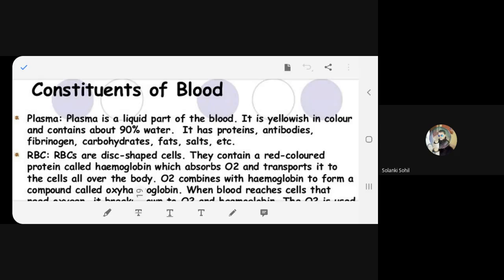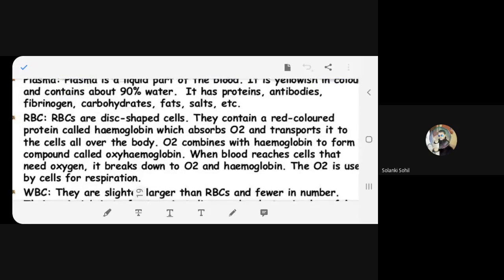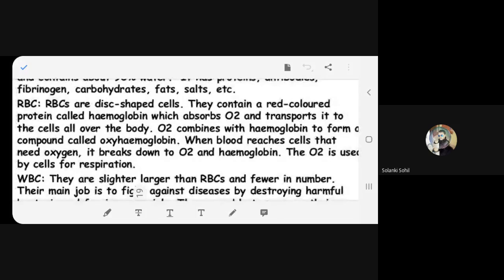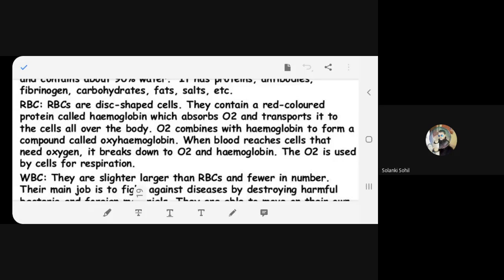Okay? RBCs. RBCs are disc shaped. Disc, that we throw and play. Disc throw, remember? So see, in the center it is pressed. It is narrow in the center and on the sides it is thickened. So hence it is shown as a disc shaped cell.